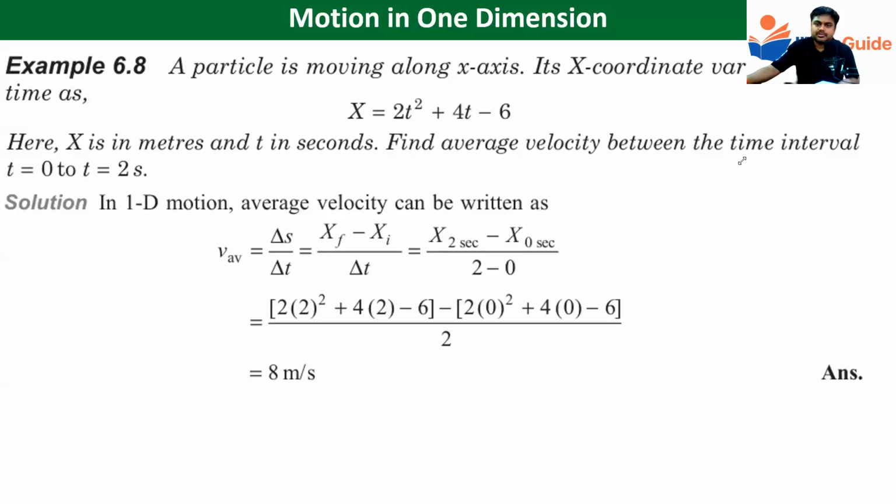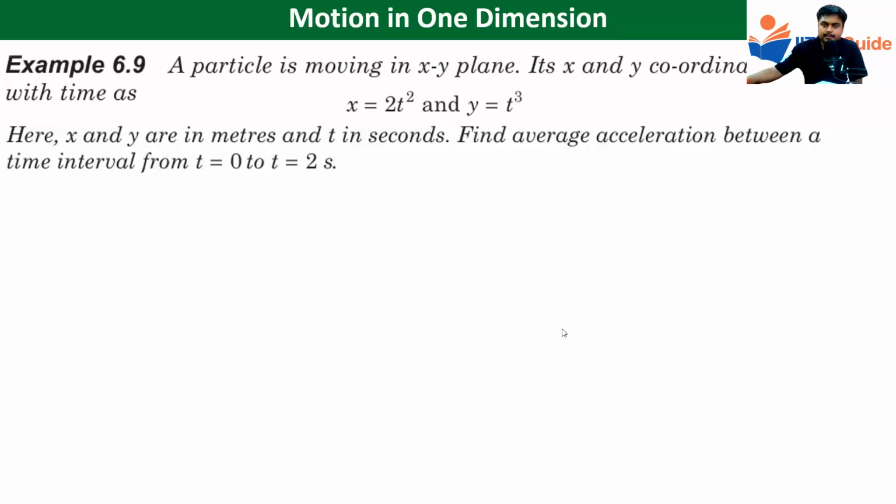Eight meter per second. So x is given directly. So directly we can do x of 2 minus x of 0 divided by 2. Is it clear? Because x is basically the position only which is mentioned there. The function of position is mentioned. Solve this.